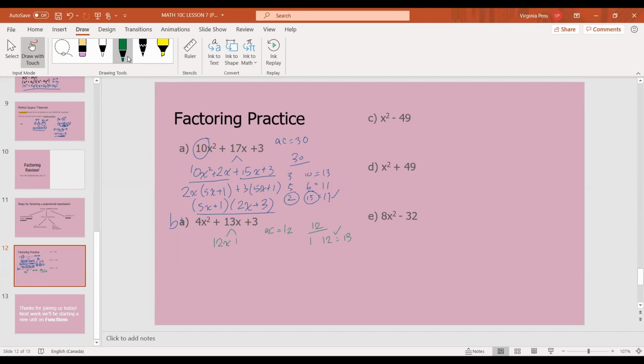What we can do here is write it down now. 4x squared plus 1x, which we can just ignore the 1, so just put x. We bring down the 3. I'm going to block this off and bring down the 4x squared. I'm just rewriting it because that was really messy.